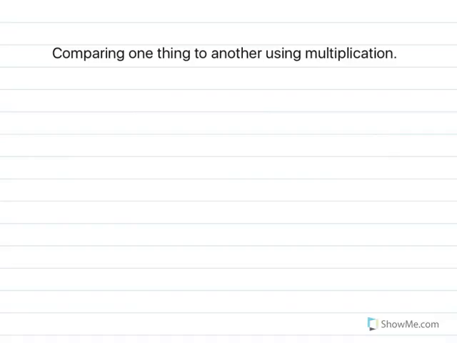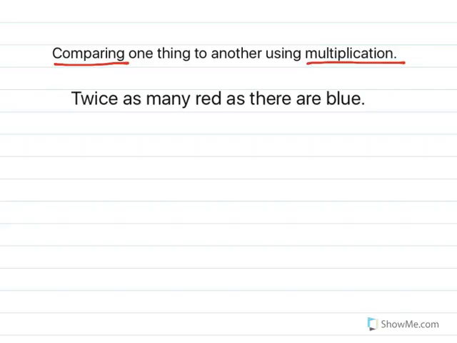First off, a multiplicative comparison is a statement that is comparing one thing to another using multiplication. This is where we get multiplicative comparisons, because we are comparing two things using multiplication. Now on each of these sections, I'm going to give you an example of a multiplicative comparison and what it would look like using a multiplication fact. Our first multiplicative comparison is this one.